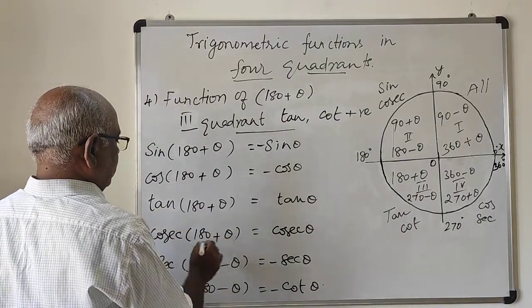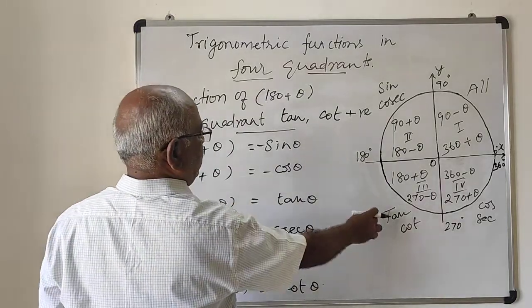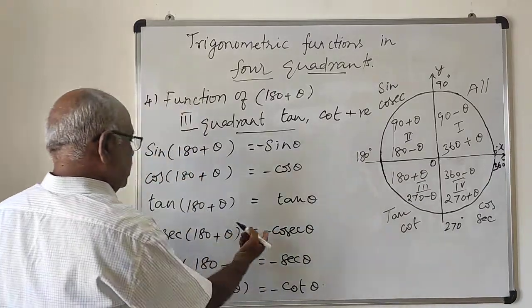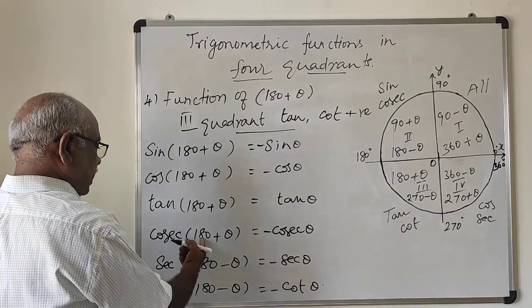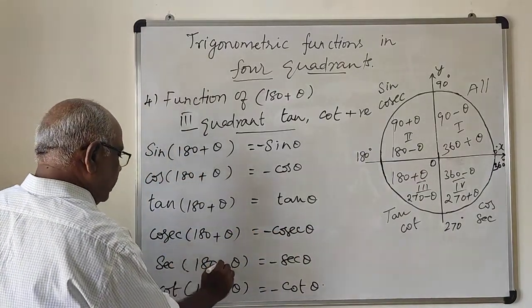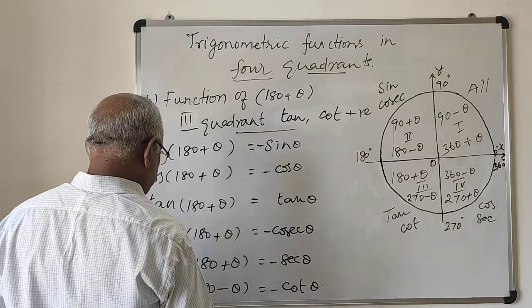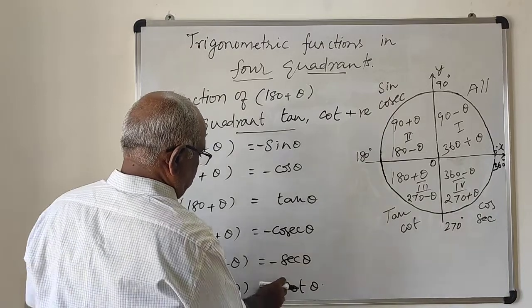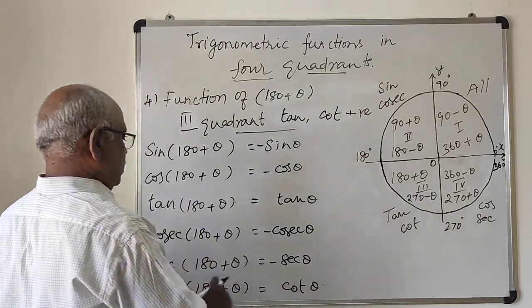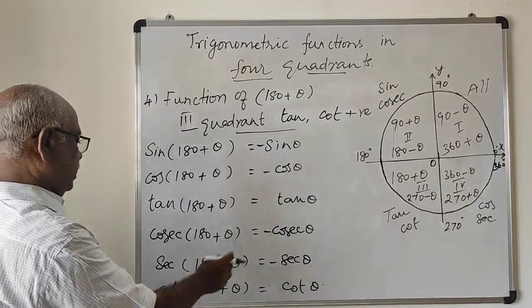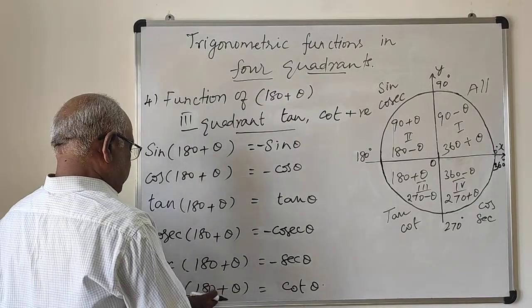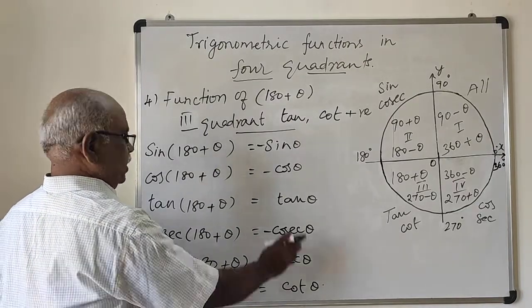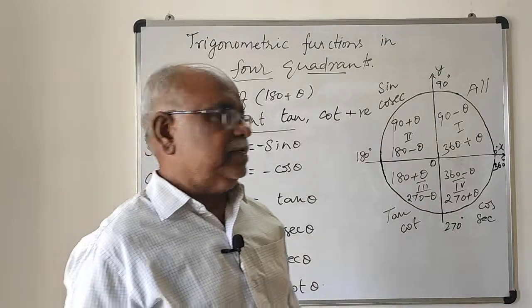Cosecant 180 plus theta, third quadrant, cosecant negative, therefore minus cosecant theta. 180 will not change the ratio. Secant 180 plus theta is minus secant theta. Cot 180 plus theta: cot value is positive in the third quadrant, therefore plus cot theta. 180 will not change the ratio, therefore it is cot theta itself.